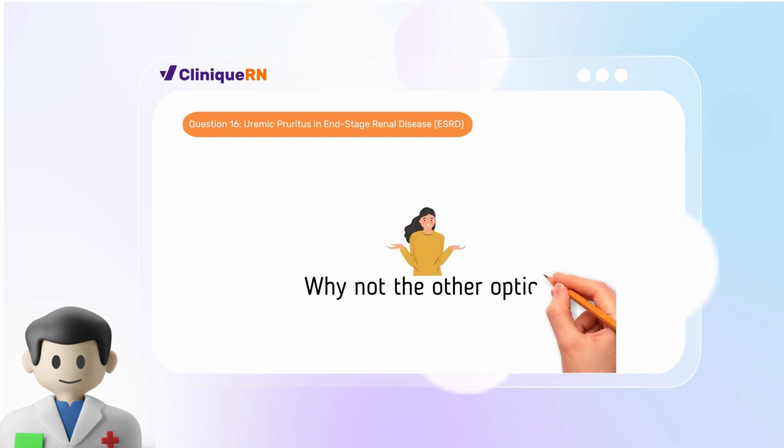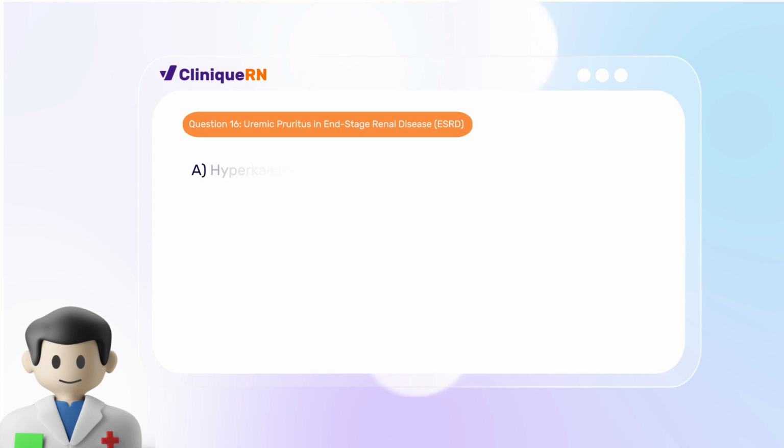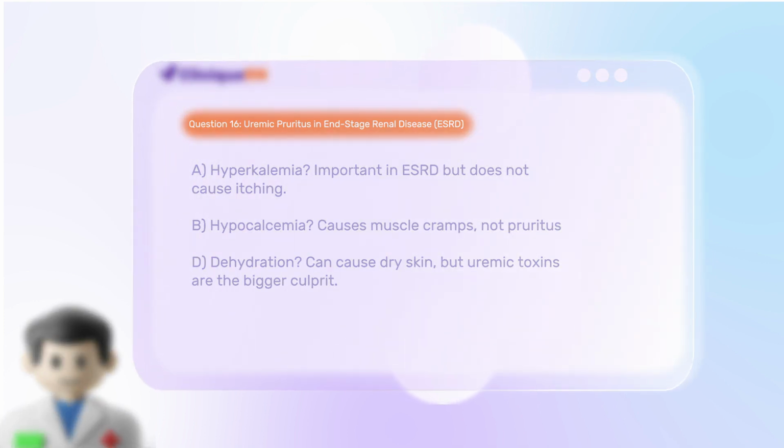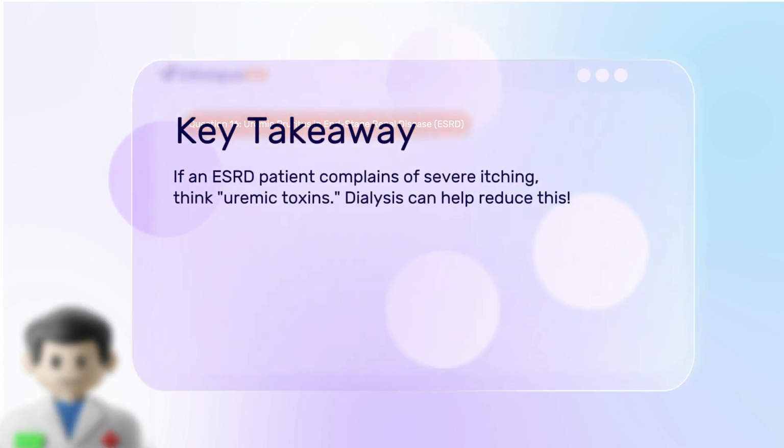Why not the other choices? A. Hyperkalemia, important in ESRD but does not cause itching. B. Hypercalcemia, causes muscle cramps, not pruritus. D. Dehydration, can cause dry skin, but uremic toxins are the bigger culprit. Key takeaway: if an ESRD patient complains of severe itching, think uremic toxins. Dialysis can help reduce this.